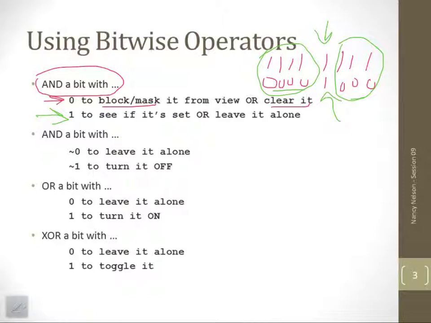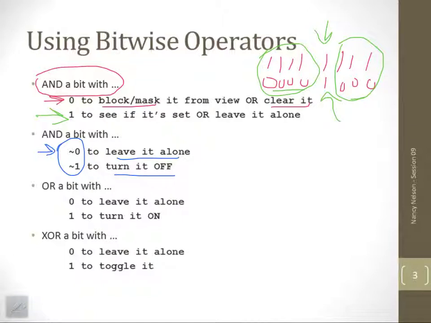Now, we can also use an inverted input. So if we want to AND something with not 0, it will leave it alone, or we can AND it with not 1, and that will turn it off.